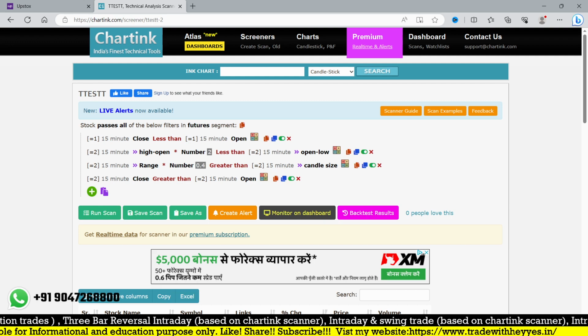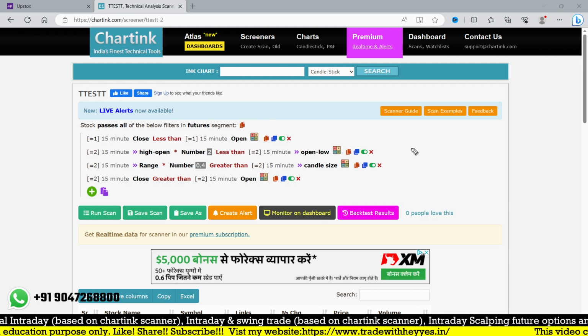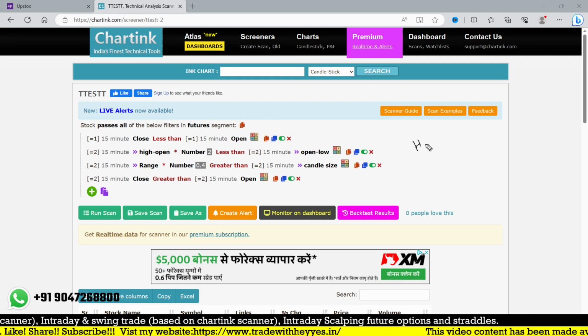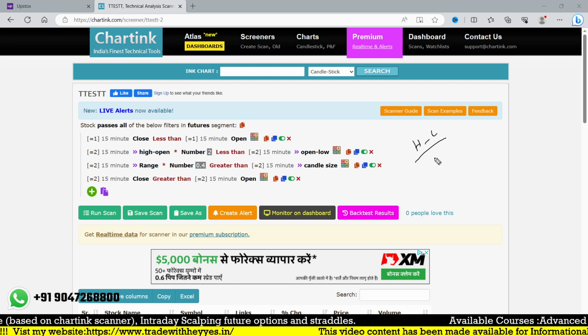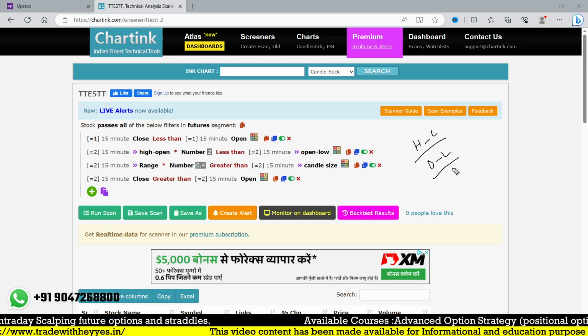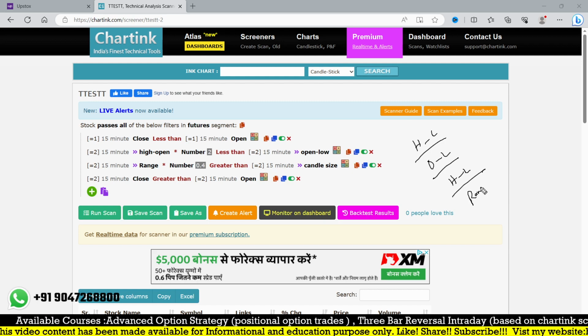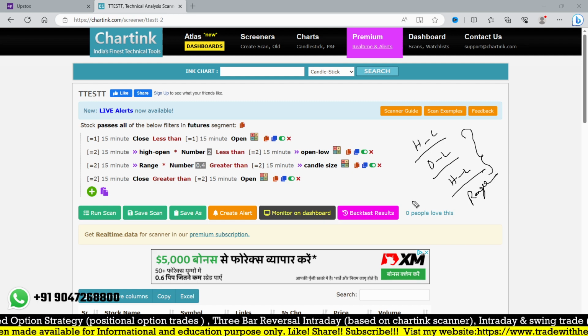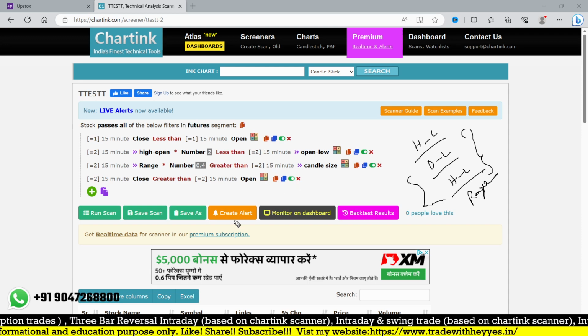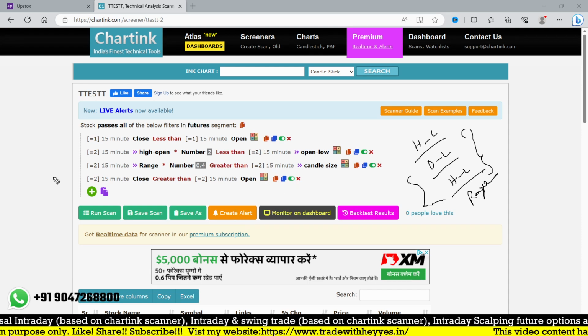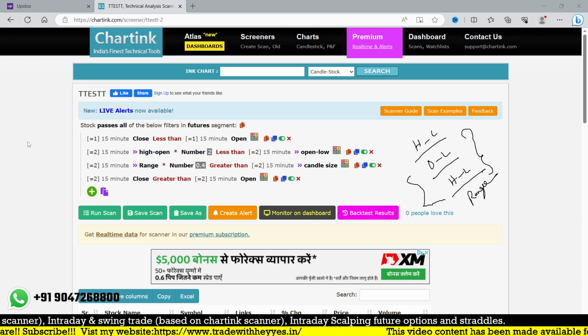Again, I tell you. The most important condition is about the high and low. And then I'm going to use open minus low. Another condition is high and low and range. So these are all the conditions we are filtering out by using this method. And finally, we find the stock which is trending.